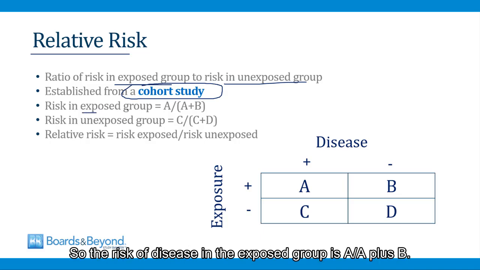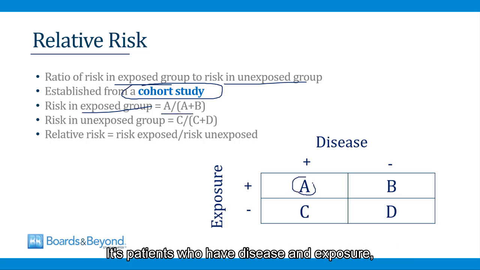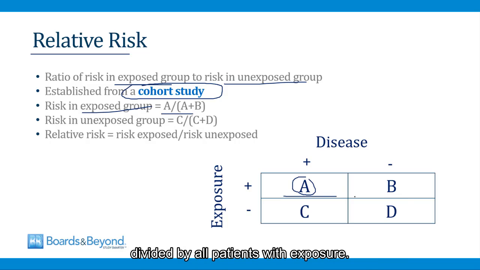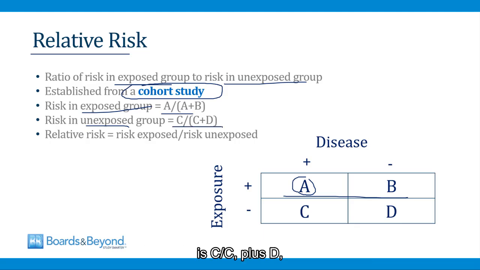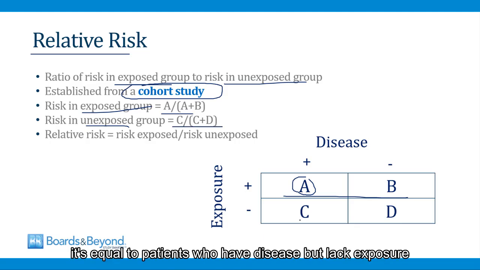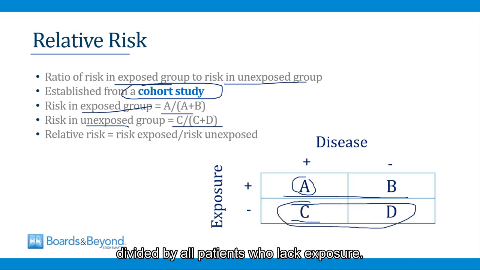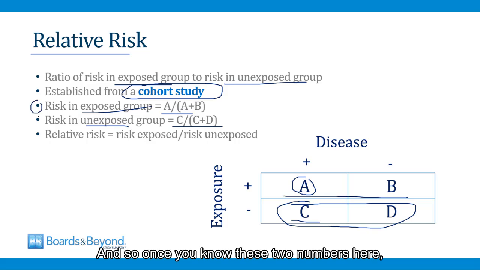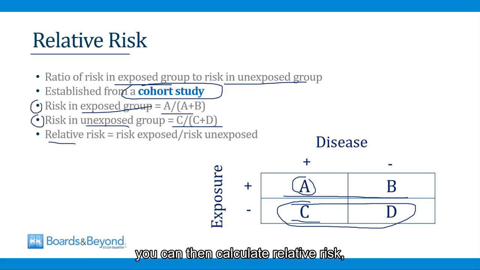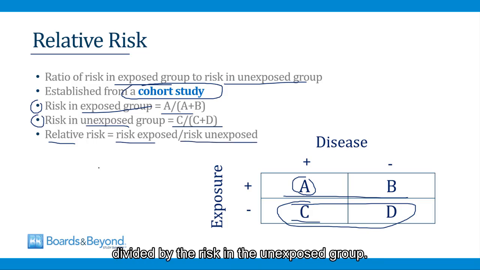So the risk of disease in the exposed group is A over A plus B. It's patients who have disease and exposure divided by all patients with exposure. The risk of disease in the unexposed group is C over C plus D. It's equal to patients who have disease but lack exposure divided by all patients who lack exposure. And so once you know these two numbers here, you can then calculate the relative risk. It's equal to the risk in the exposed group divided by the risk in the unexposed group.